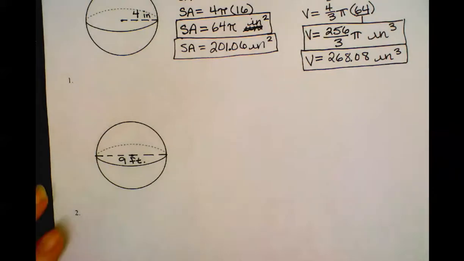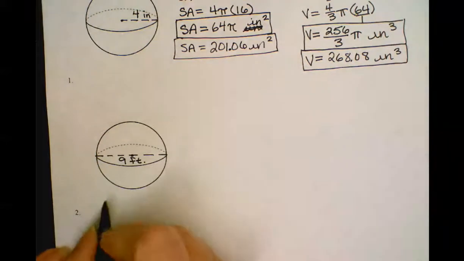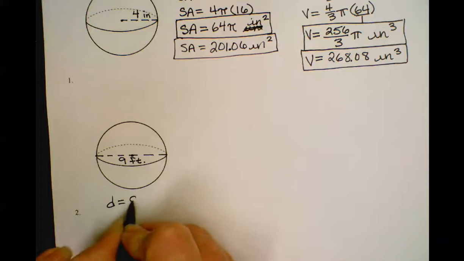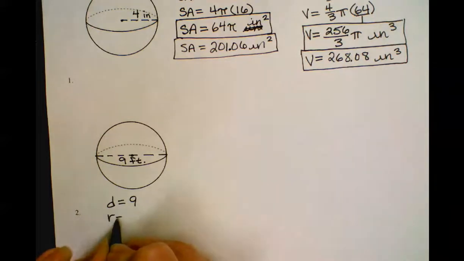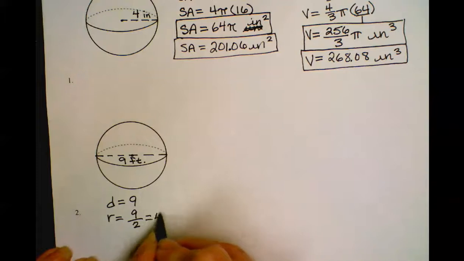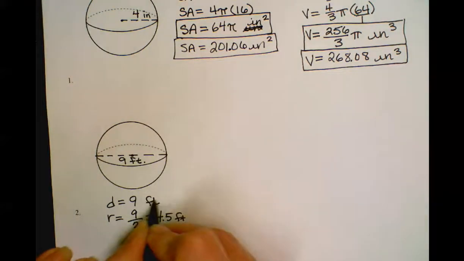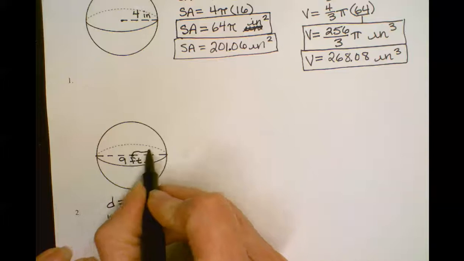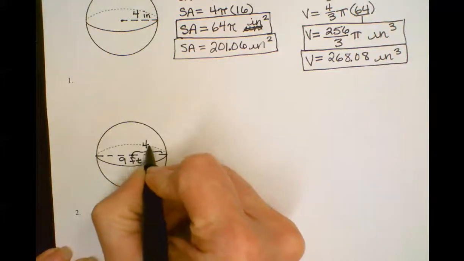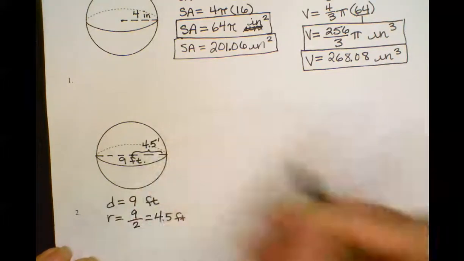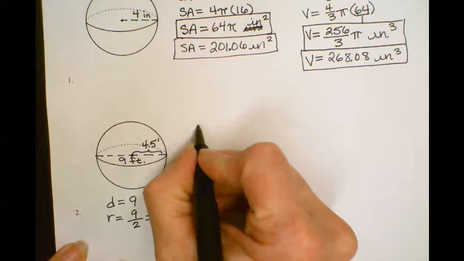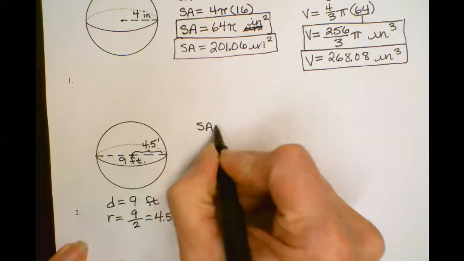So in this case, I want to start by determining the radius. If the diameter is 9 feet, then that means the radius is going to be 9 divided by 2, or 4.5 feet. We're not changing the label at all. It's just simply determining what half of that distance would be. So here this distance becomes 4.5 feet. Then we go right into the surface area and volume formulas as we did before.